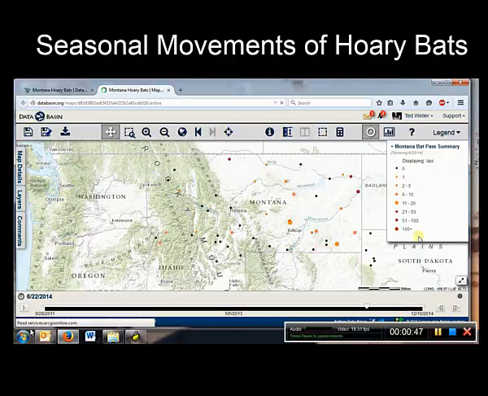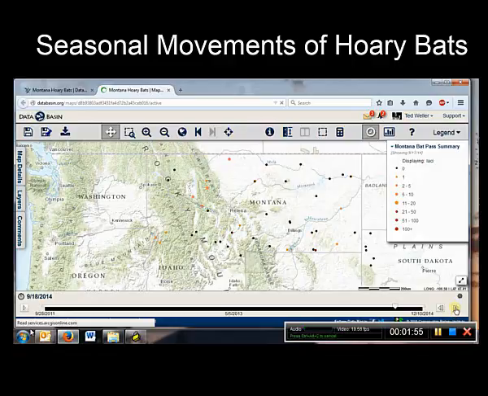Then I'll fast forward to mid-June. Now we see hoary bats spread throughout the entire state of Montana, but really the high levels of activity are still in the eastern half of the state. And now into July, there are high levels of activity throughout the state, but more often we're starting to see high levels of activity in the northern Rocky Mountains. And then finally, we're going to go into September. In September, we see many fewer detections of hoary bats, and where we do see them, we're not seeing any indication of high levels of activity on the eastern half of the state. They're mainly focused in the west.